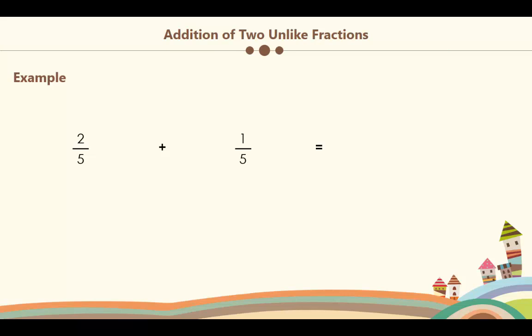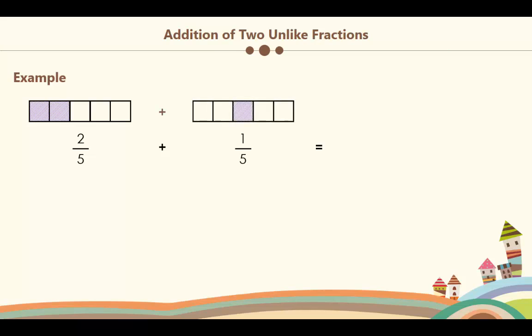I represent each fraction in bars. 2/5: there are two shaded parts of 5. And 1/5 has one shaded part of 5. If I put 1/5 over 2/5, then this bar has 3 parts shaded. So the fraction is 3/5 as the result.